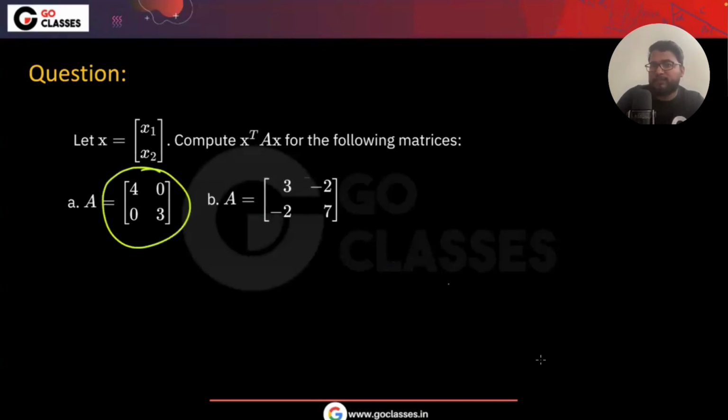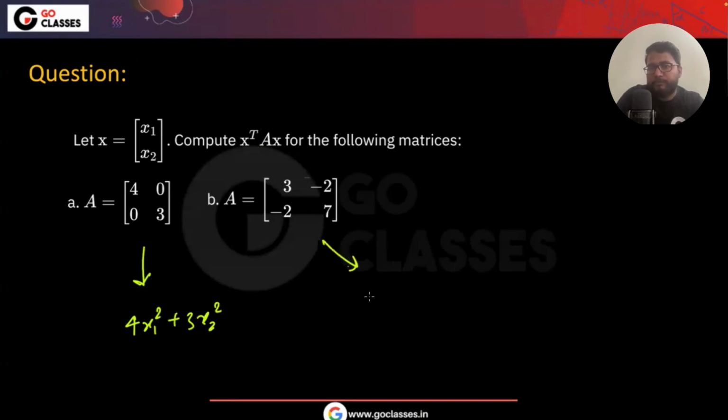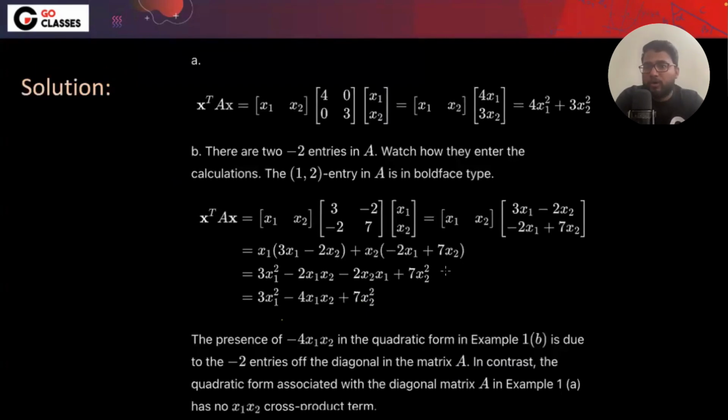Let's see how to find the quadratic form corresponding to this particular matrix. You can directly write it. What is the answer? 4x1 square plus 3x2 square. Here, what is the answer? 3x1 square plus 7x2 square minus 4x1 x2. Or if you want, you can multiply. In this example, they multiplied these two first and then multiplied with x1 x2. That's fine. You can multiply, or you can tell the answer directly.